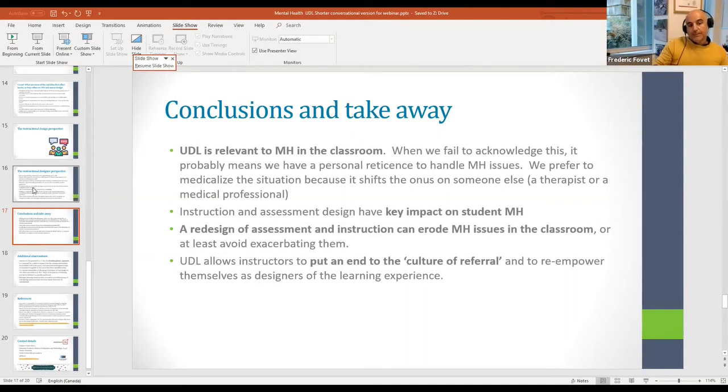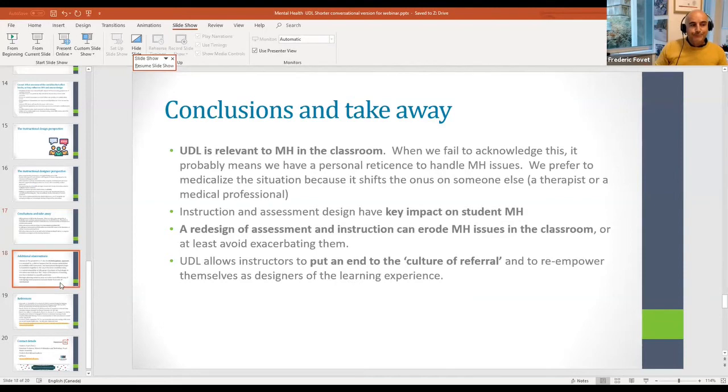A redesign of assessment instruction can erode mental health issues in the classroom or avoid their exacerbation during the time when the students are with us on campus. It would also allow instructors to put an end to the cultural referral. By cultural referral I mean saying, "I don't have an answer for this, someone else has an answer." Disability service providers have an answer, or a psychiatrist has an answer, or someone else somewhere. It would put an end to that and give instructors solutions with regards to the tensions they are feeling.